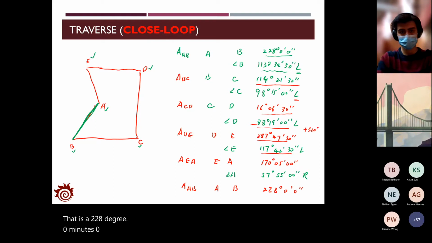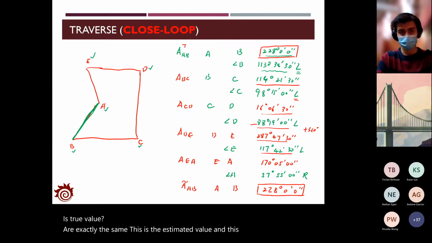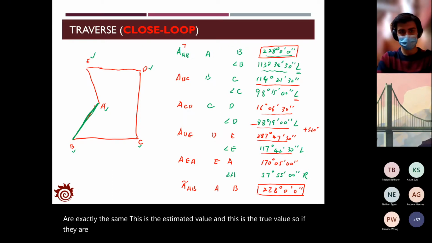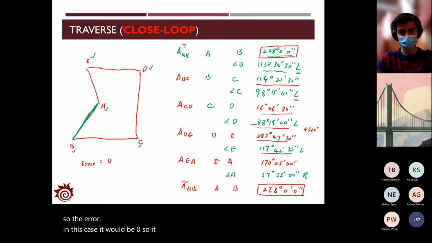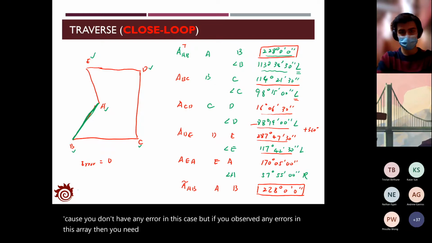Here you can see that these two values are exactly the same. This is the estimated value, and this is the true value. So if they are exactly the same, it means that your measurement is accurate, it's perfect. So the error in this case will be 0. So you don't need to make any adjustment because you don't have any error in this case. But if you observed any errors in this survey, then you need to continue to do the adjustment, similar to what we did in the previous page.